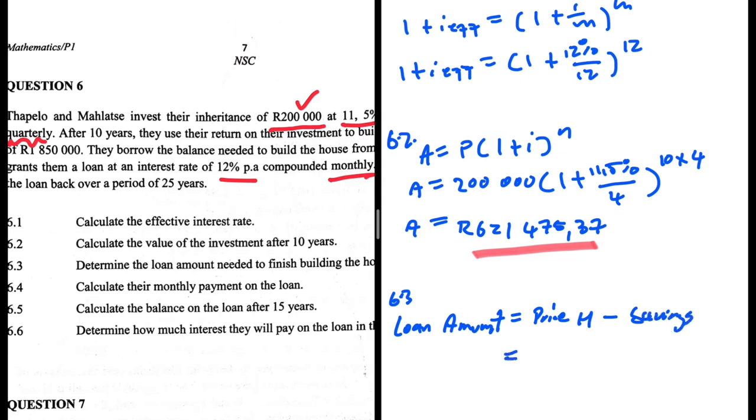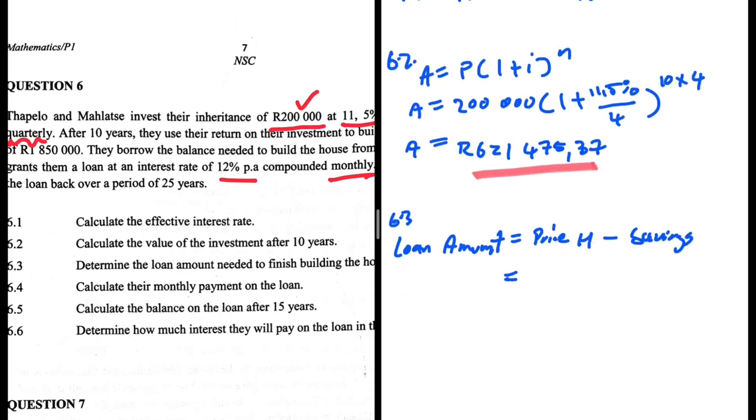This makes sense, right? If you want a house for 1 million and you have 500,000 in your savings, where do you get the other 500,000? You get it from the bank. You take a loan. So the price of the house is 1,850,000 minus the savings. So let me do it like this: minus 621,475.37. This is equal to.